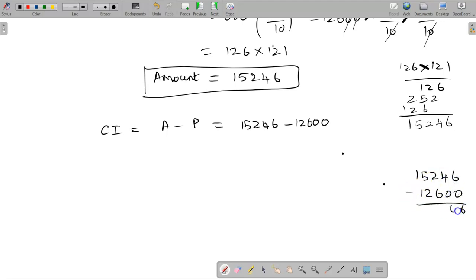12,600. So, here 6, 4, 12 minus 6 it is 6, 4 minus 2 it is 2. Okay. So compound interest is given by rupees 2,646.